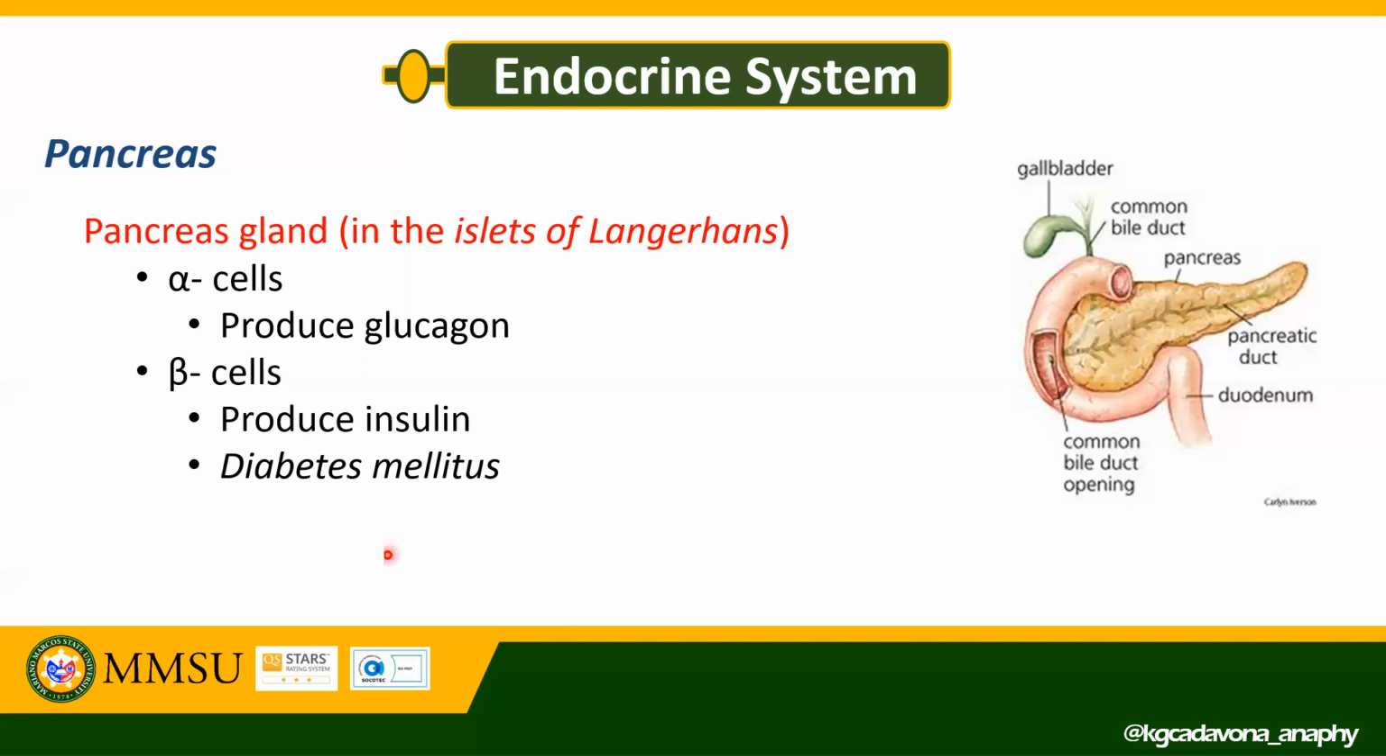Then what about the beta cells? The beta cells of the islets of Langerhans secrete insulin, which is responsible for lowering the blood glucose level in the body of the animal.